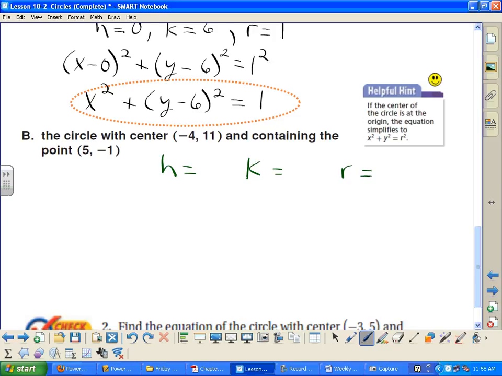Okay. So they tell us that the center is negative 4, 11. So h is negative 4. K is 11. Do they tell us what r is? No, but they tell us where the center of the circle is, and they tell us a point on the outside of the circle. So how do I find the radius given that information? Yeah, the distance formula. We're going to find the distance between those 2 points. So our radius then is the distance between those 2 points. So we can use the distance formula if we want.